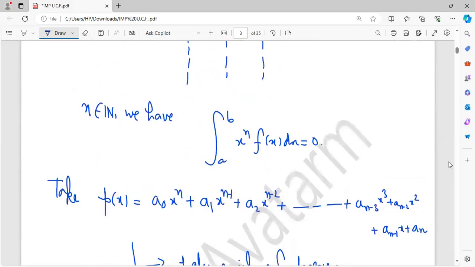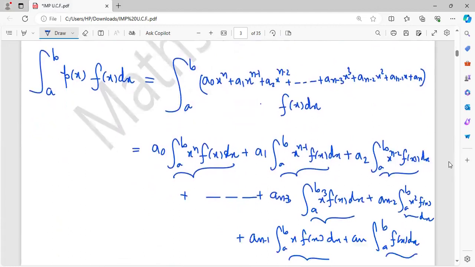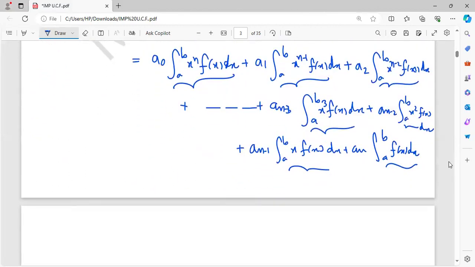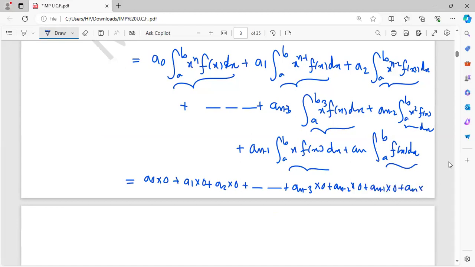Previously you can take the integral from a to b of x to the power n minus 1 times f(x) dx, which is also 0. So put all these values here. What will you get? a0 into 0 plus a1 into 0 plus a2 into 0, up to a(n-3) into 0, a(n-2) into 0, a(n-1) into 0, and an into 0. Every term is 0, so finally you get 0.